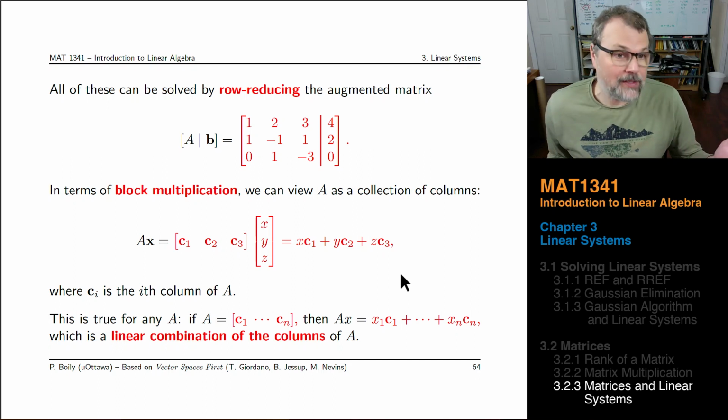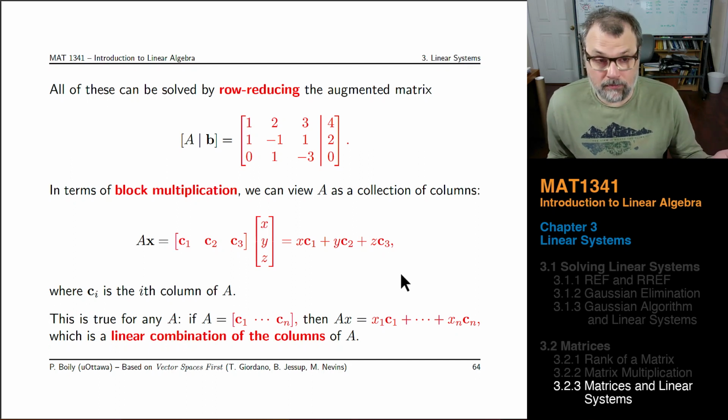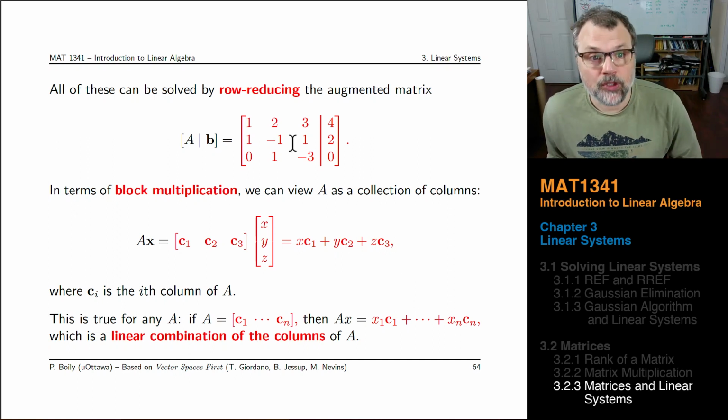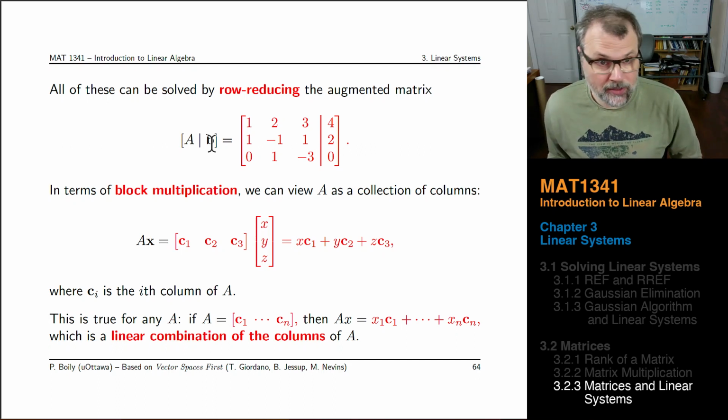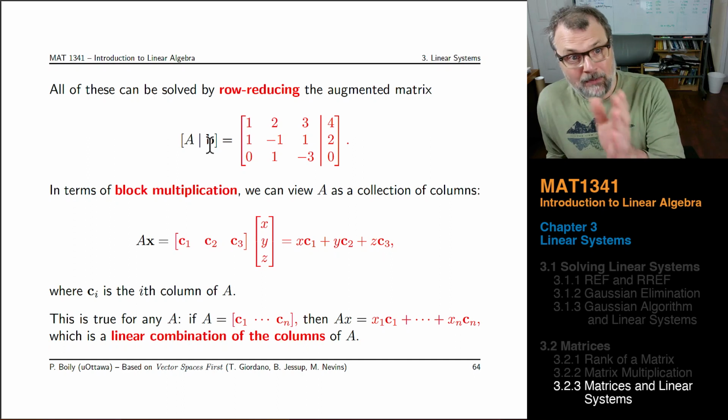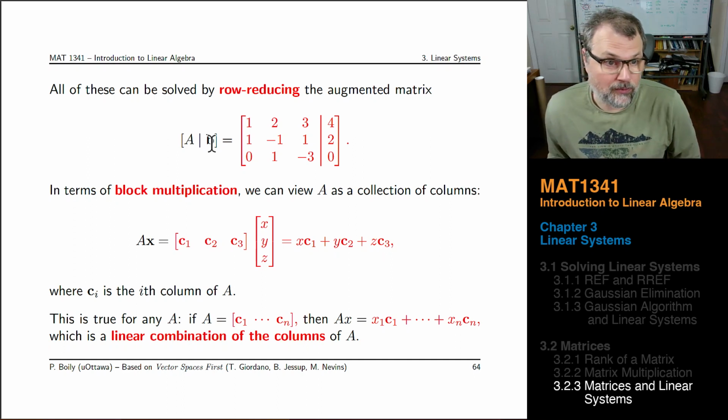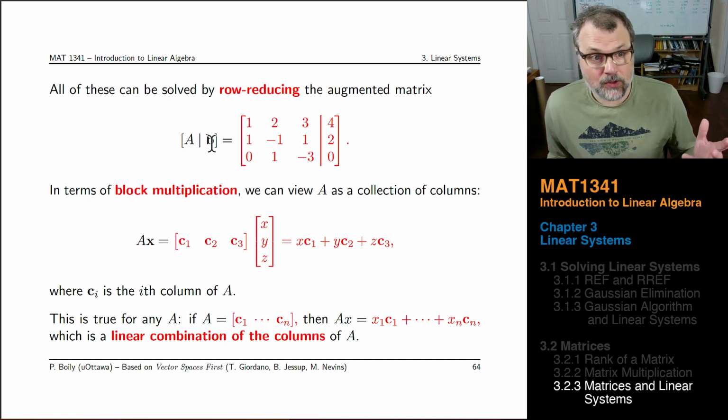In all of these cases, you would find the solution of the system, or find one linear combination, by row reducing the augmented matrix, by putting it in echelon form. So you start with the augmented matrix [A | b], which in this case would be (1, 2, 3), (1, -1, 1), (0, 1, -3), and we augment that with the constant column vector (4, 2, 0). We'll just row reduce this and read off the solution.